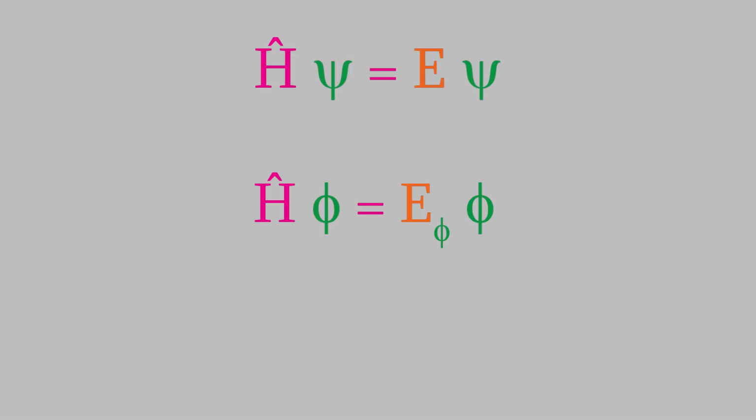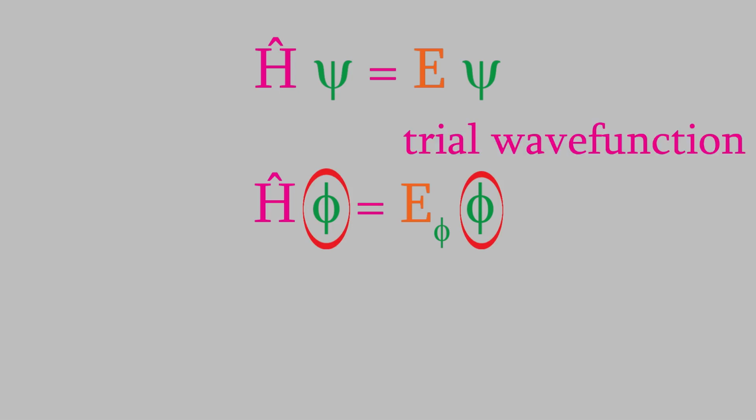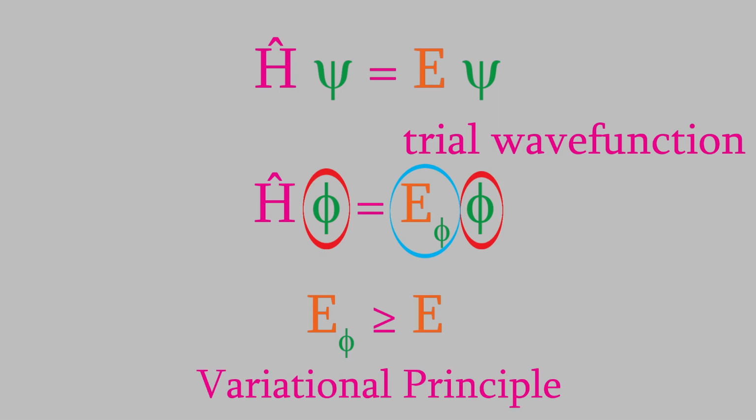Let's rewrite the Schrodinger equation slightly so that we emphasize the fact that the wave function we're using isn't the exact one. In this equation, phi is called the trial wave function, and E with the subscript phi is the energy we'll get when we use that trial wave function to calculate energy. It turns out that E phi is always guaranteed to be higher than the real ground state energy. This important concept is known as the variational principle.